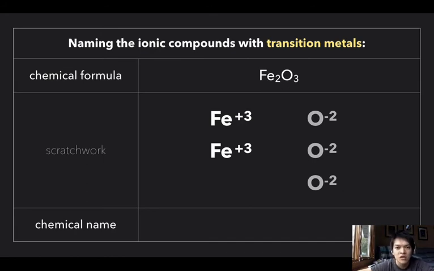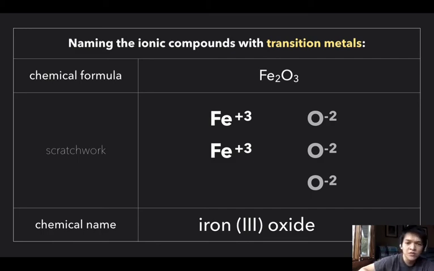So we now know the charge of this transition metal. It's +3. So when we write the chemical name, the iron is iron 3. So iron 3 oxide. So that's kind of it. This is a little bit challenging because you do need to balance the charge to figure out the name of the transition metal. I'm sure you're capable of doing this.